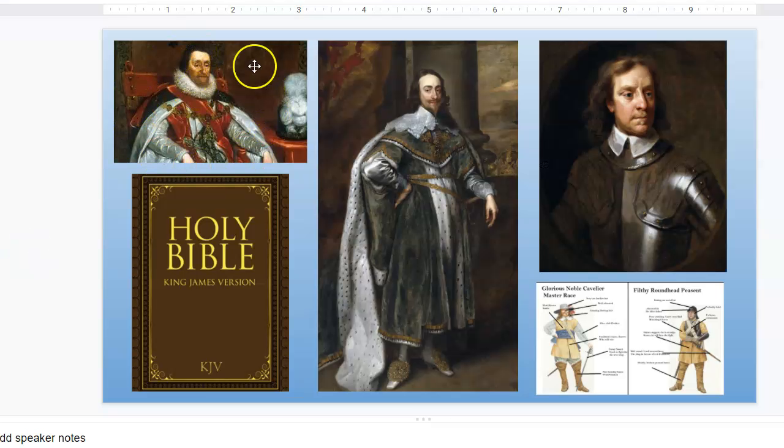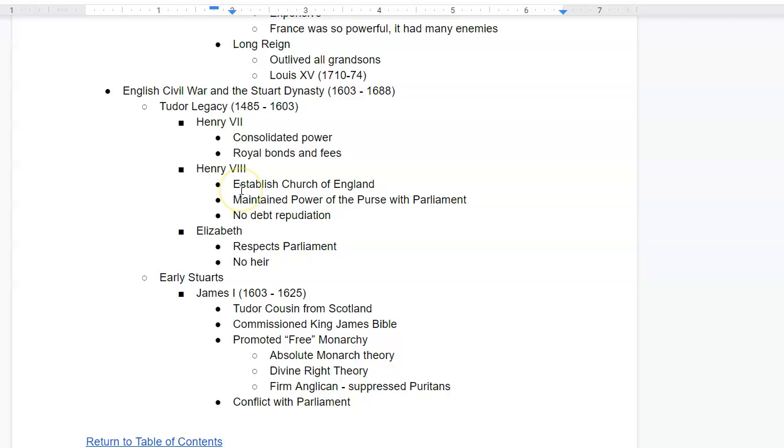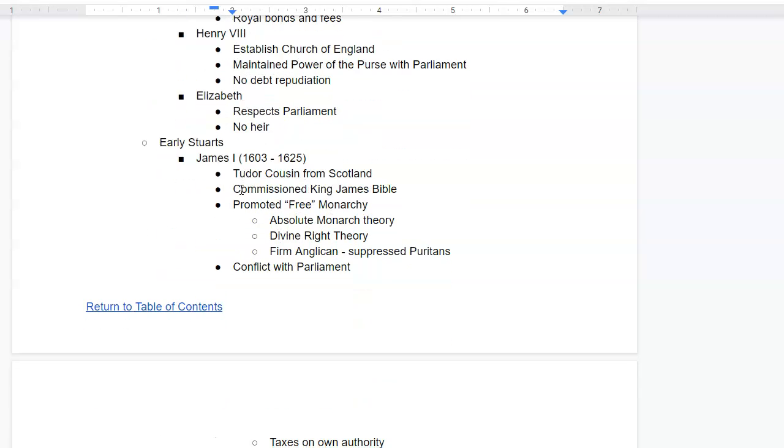So that brings us to this guy here, James I, who was one of the Tudor cousins from Scotland. He was the great-grandson of Henry VIII's sister, who went and married the King of Scotland, James IV. So technically, don't get bogged down on this, but he was James VI of Scotland. He was the sixth King of Scotland named James, but he becomes the first King of England named James, and he's more famous for that, so I'll always refer to him as James I.